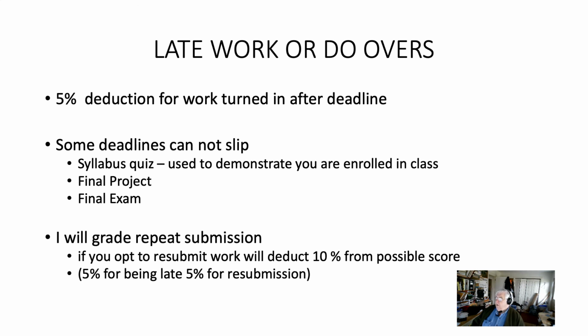But I will grade repeat submissions. So if you get a grade and understand the concepts better and want to resubmit, I will deduct 10% from the possible score. So at best you can get a 90% on a resubmission. I'm taking off 5% for it being late and 5% for resubmission. But if you got a poor grade, a 90%, if you get everything right, is tremendously better than a 20 or a 30 or whatever low grades you got. So remember, I will grade up to 3 submissions for any one assignment.